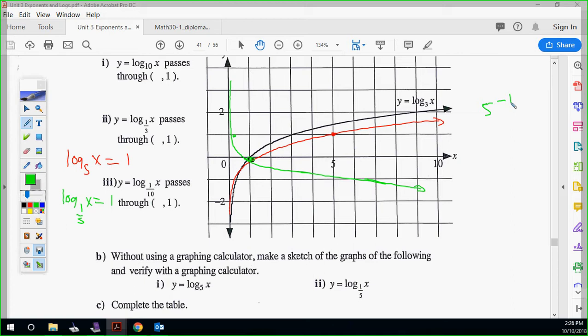Let's see if I can get a better point because I just kind of guesstimated there on that sketch. Let's see, if we put a 2 here, 1/5 squared is going to be what? 1/25. So that means I'm going to go right there, really close to the axis, right? 1/125 is really close to 0. Okay. All right, so complete this table here.